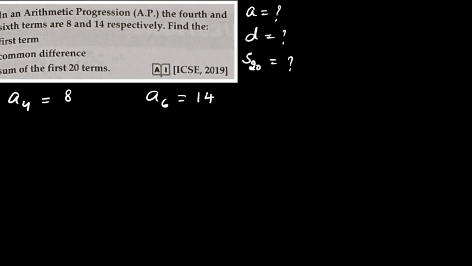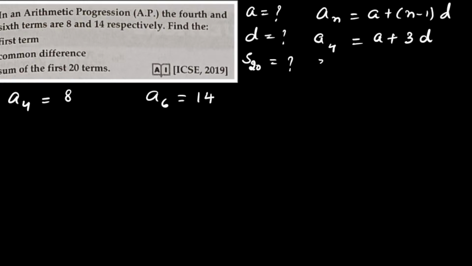What we have to do, always we have to expand A4 and A6 by using this formula. We know An is equal to A plus n minus 1 into D. If we use this formula, A4's value will be A plus 3D, because n is 4 now.